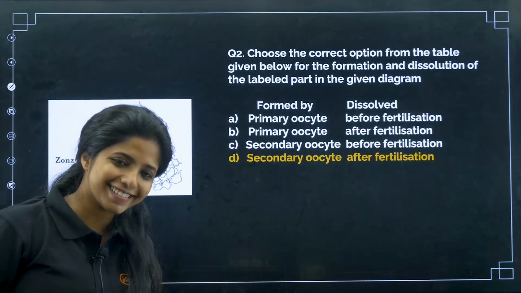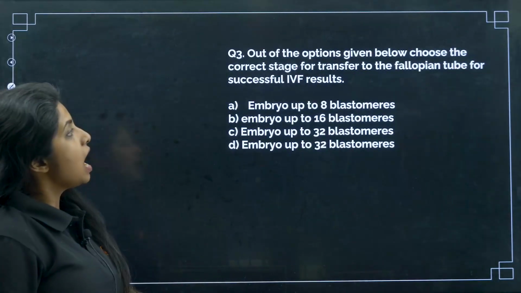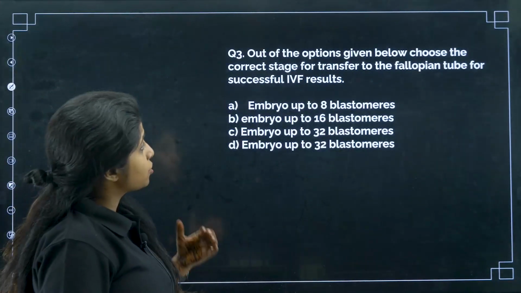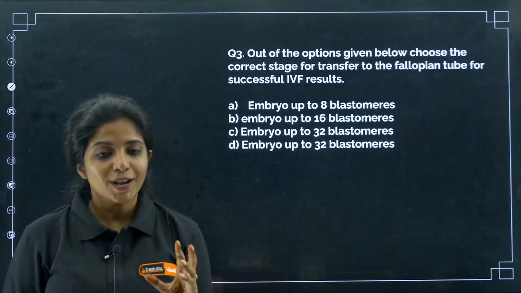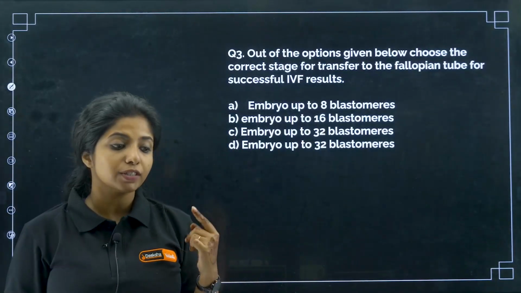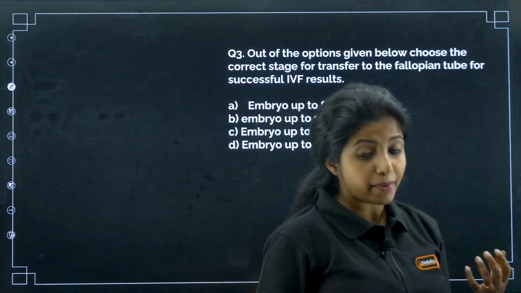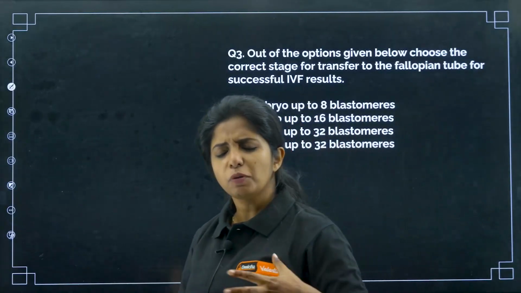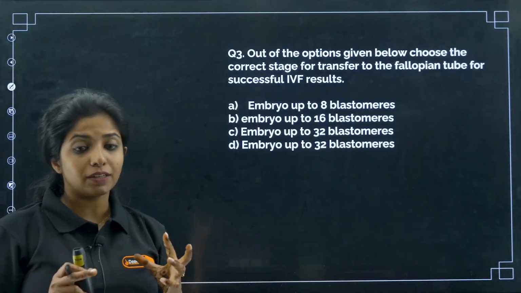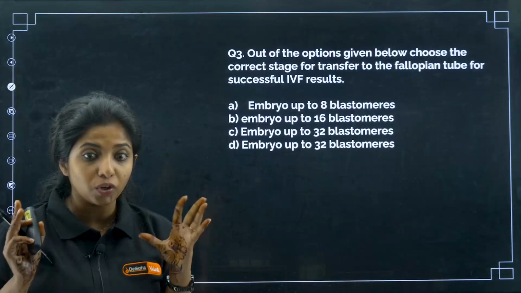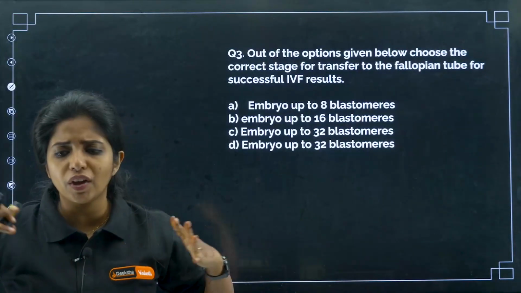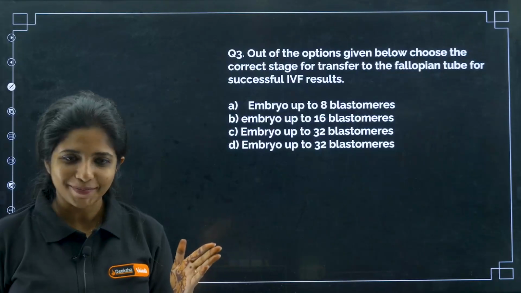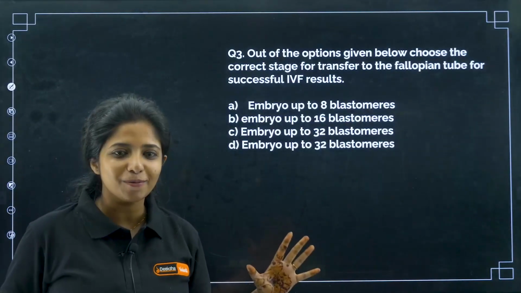Cool? Works? Chalo. Next question. Out of the options given below, choose the correct stage for transfer to fallopian tube for successful IVF results. Here I am explaining the MCQs, because MCQs are the place where you lose a lot of marks. About the 5 marker and 3 marker, we won't go in depth because we have already discussed them in Brahmastra, but I'll still tell you the answers and what points you need to have, just as a reminder, because I don't want this video to be very long and boring for you guys. Just informative. That's the only purpose. Chalo.